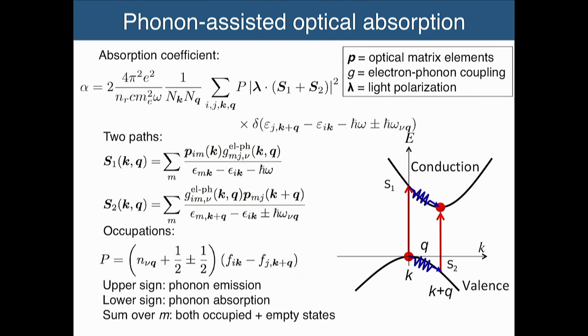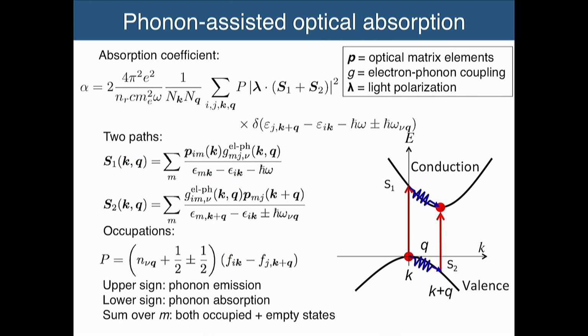What changed with respect to direct absorption is also the matrix element. Now our matrix element is not just a momentum operator. We have to generalize it to account also for electron-phonon coupling. And because there are 2 ways to go from the initial state to the final state, we have to account for 2 possible paths: in path S1, the electron absorbs the photon first and then emits the phonon, and in path S2, the electron emits the phonon first and then absorbs the light.